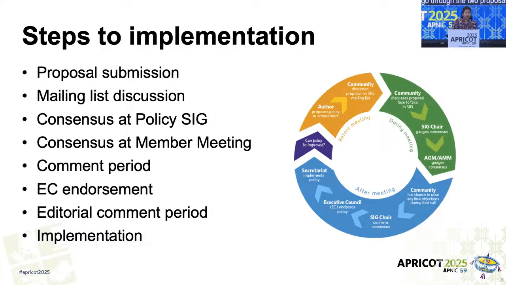If you are a newcomer, you have to subscribe to the mailing list if you are interested to join and follow the policy sessions and everything. And these are the implementation steps. First, you submit a proposal, and then it is put into the mailing list for further discussion. If it reaches consensus at the policy SIG meeting, then again it has to reach consensus at the members meeting. From there, there will be a comment period followed by EC endorsement. And again, there will be an EC editorial comment period. You can comment there as well. The final step is implementation. It is up to the Secretariat to implement it, and it may take a long or short time depending on the proposal and the policy.